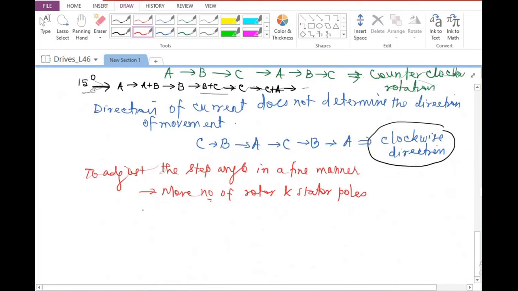Or we should be able to fire, like what we said earlier, A and B together, then B and C together, and so on with appropriate current values. So we can do this to reduce the step angle or have the step angle varying in a fine manner. That will be possible.